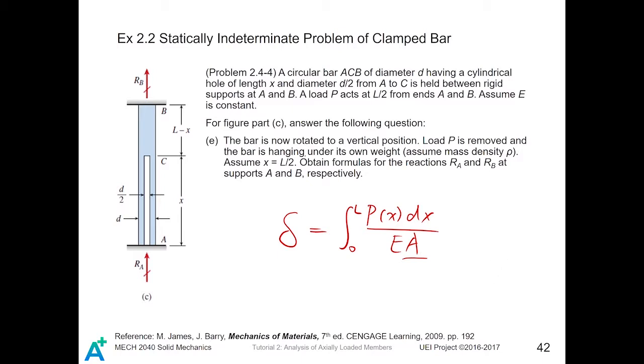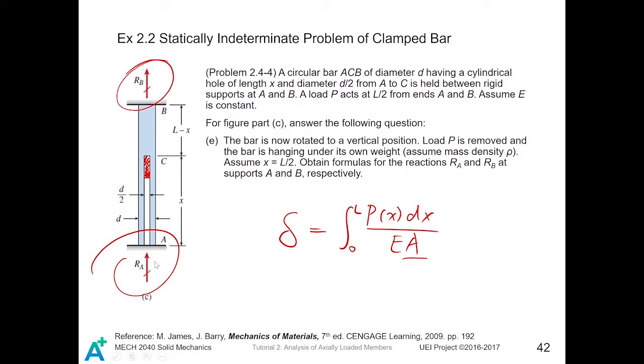The bar is now rotated to a vertical position. Load P is removed. There is no P inside; it disappeared. The bar is hanging under its own weight. Assume the bar is fixed at the middle. Obtain formulas for the reactions RA and RB at supports A and B respectively.